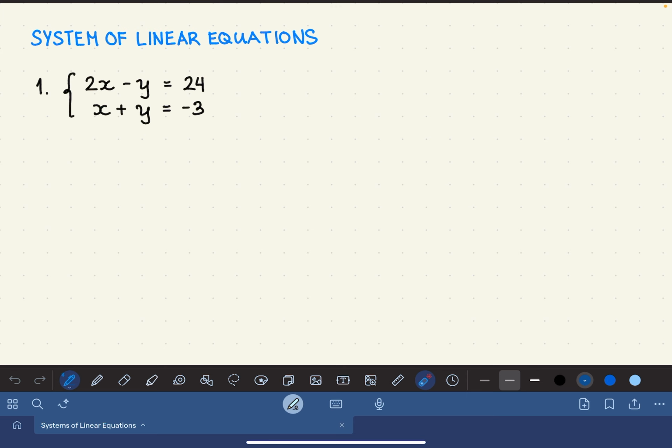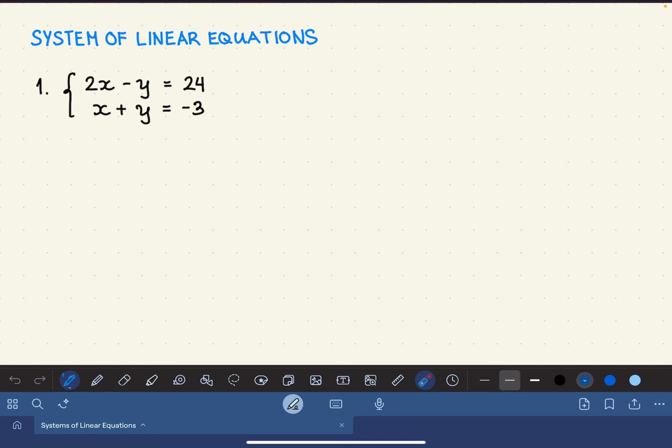So here we are given 2 equations, 2x minus y equal to 24 and x plus y equal to negative 3. In solving linear equations, what we do is solve for x and y given these 2 equations. So how do we do this? There are 2 ways that we usually deal with systems of linear equations. The first one is called elimination, and that is what we will be applying here.